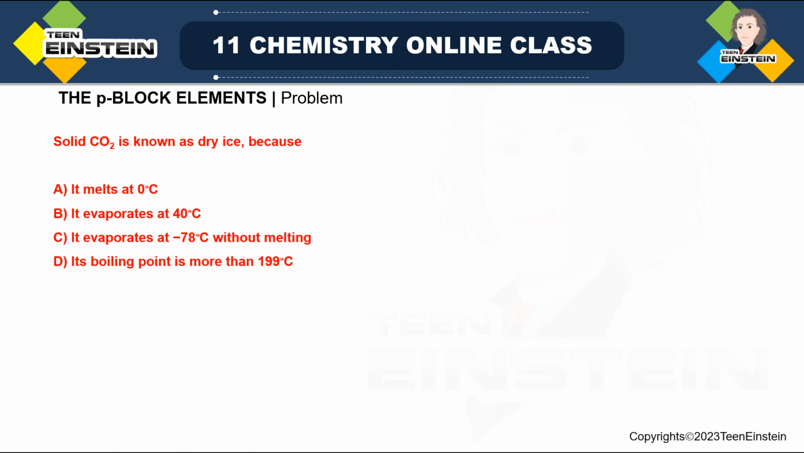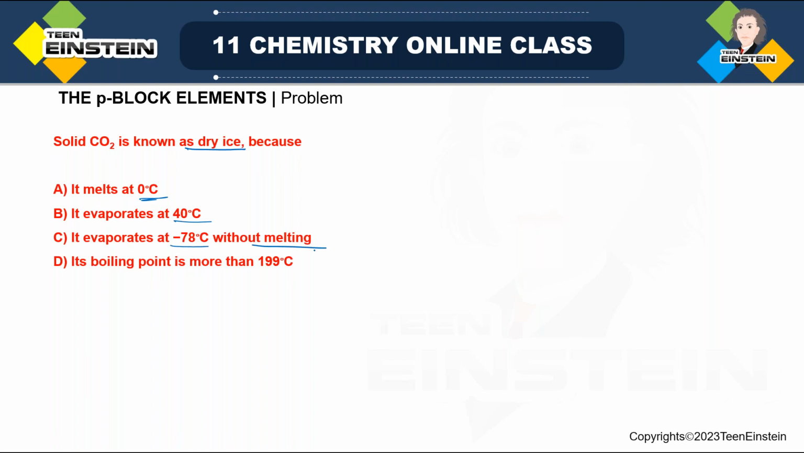Here we have a problem which is related to solid CO2. Solid CO2 is known as dry ice, but why is it known as dry ice? The explanation I have just said. Remember, it is not converted to any liquid form. Directly there is sublimation. Now, what is the reason behind this statement? Why is solid CO2 called dry ice? Here, the first option is saying it melts at 0 degrees centigrade, evaporates at 40 degrees centigrade, evaporates at minus 78 degrees centigrade without melting.